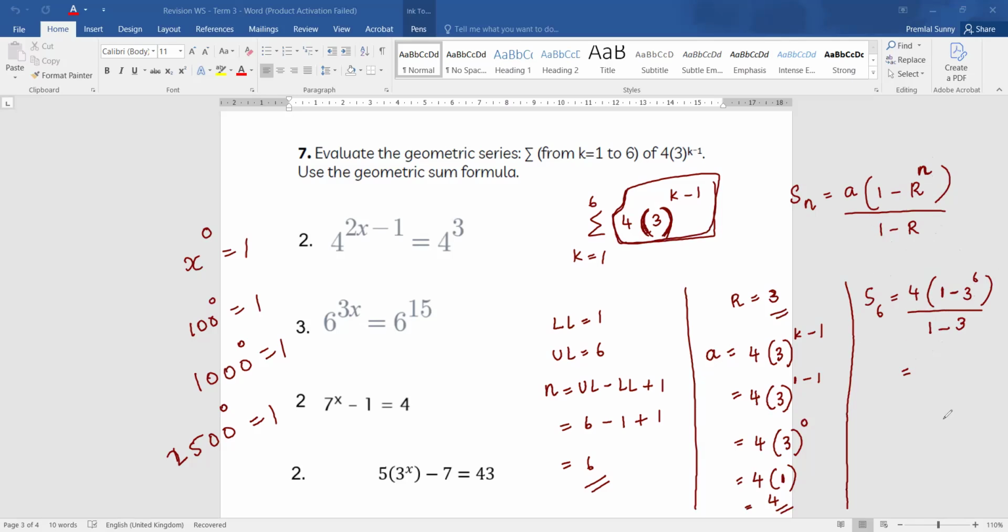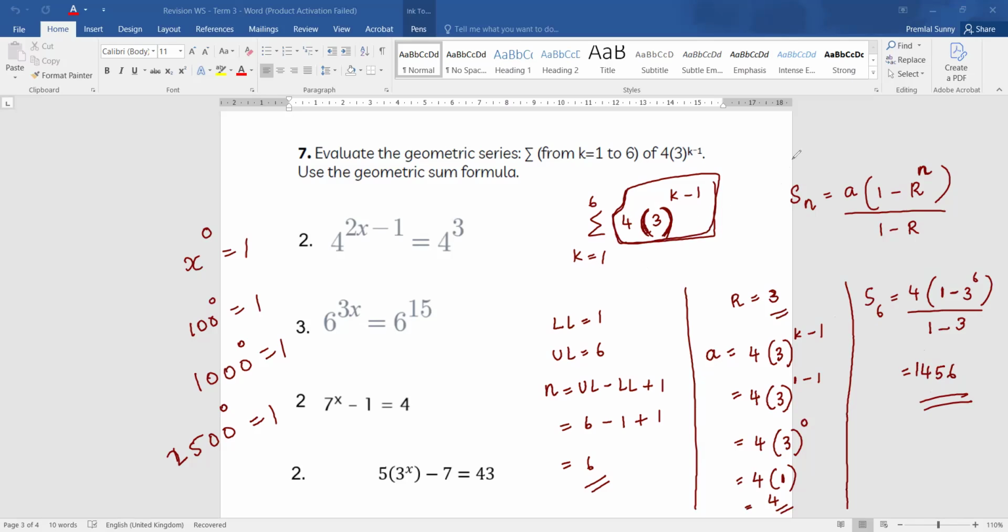Let's put the whole thing in our calculator. I'm going to directly put the whole thing in our calculator: 4 times (1 minus 3 to the power of 6) divided by (1 minus 3), which will give us 1456. This is how we find out the sum of n terms in a geometric series.